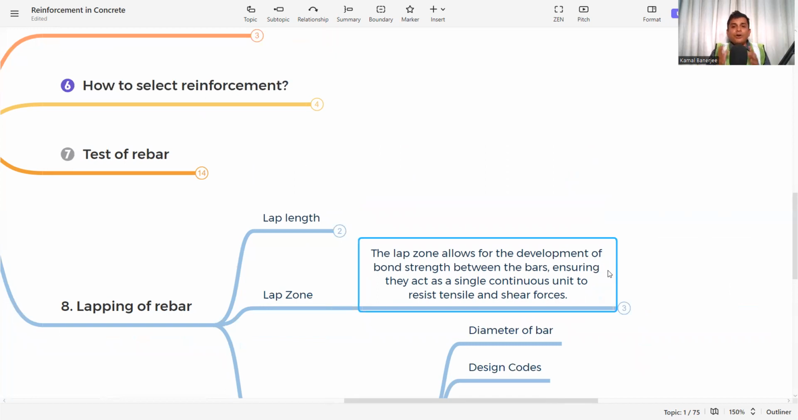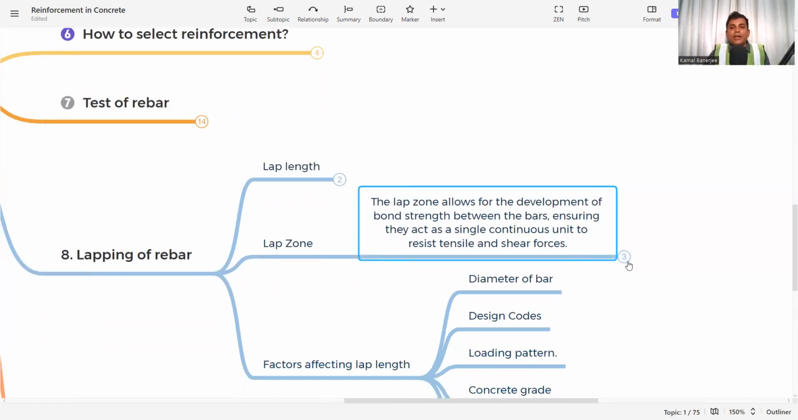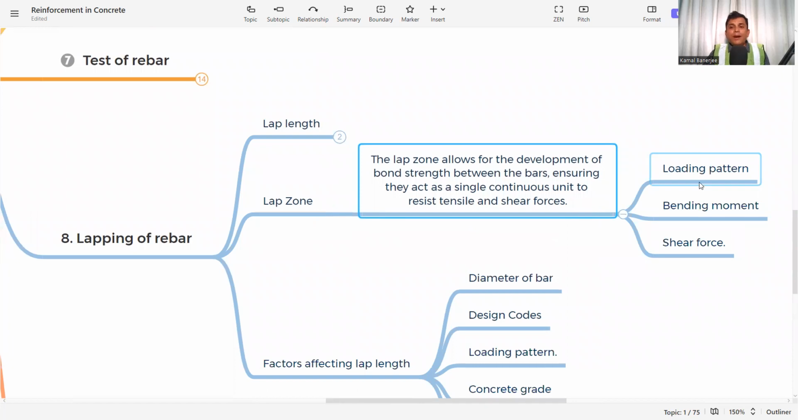Lap zone allows for the development of bond stress between the bars, ensuring they act as a single continuous unit to resist tensile and shear force. Now this lap zone has to be very precisely chosen. How? That is by the loading pattern, bending moment, and the shear force. For any structure, any element, you have to first check this: what is the loading pattern, what bending moment is developed due to this loading pattern, and what shear force is developing on that member.